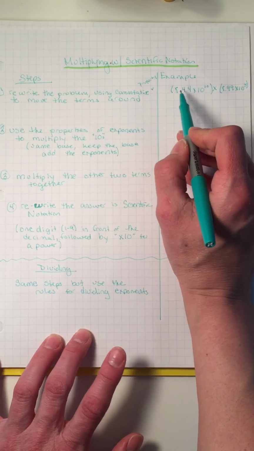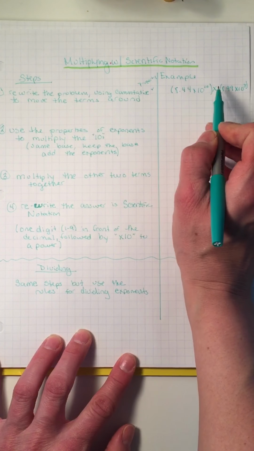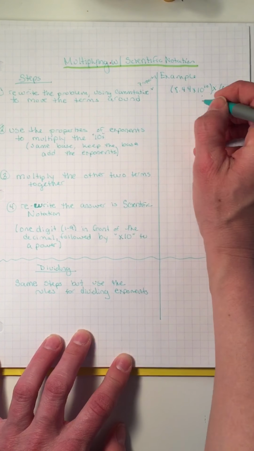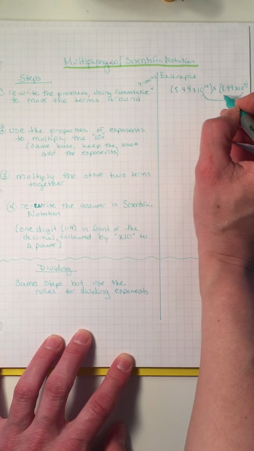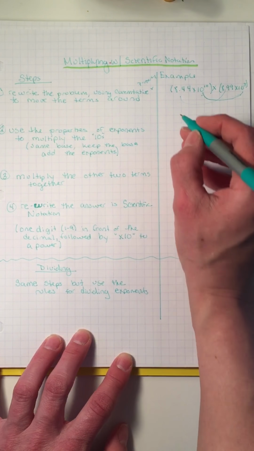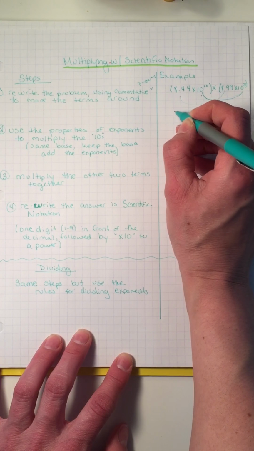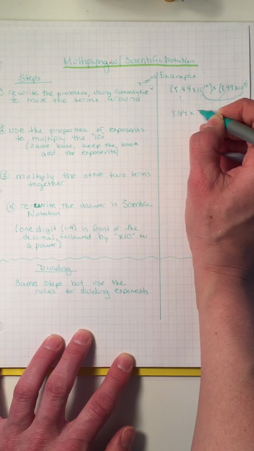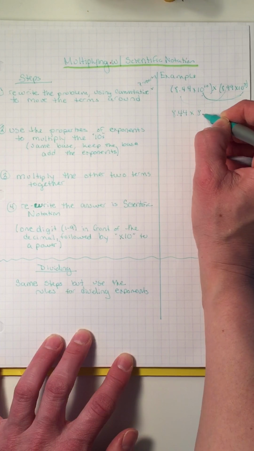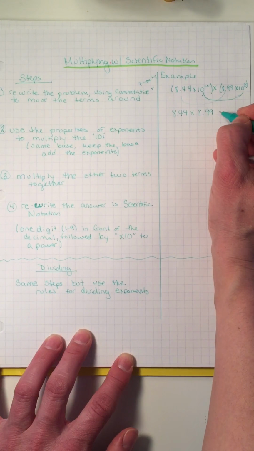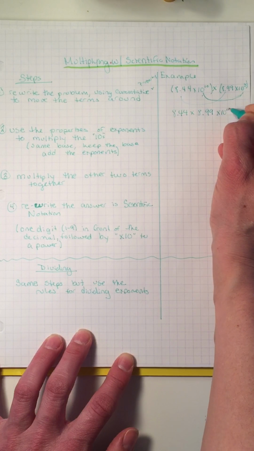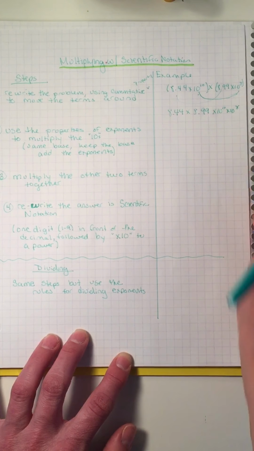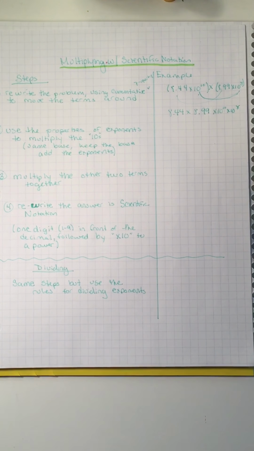All right, so commutative property means I can move things around in whatever order I want. So I'm going to put these 10s together, and I'm going to put these other two terms together, okay? So I'm going to rewrite it so that it looks like 8.44 times 8.99 times 10 to the 10th times 10 to the 8th. Okay.